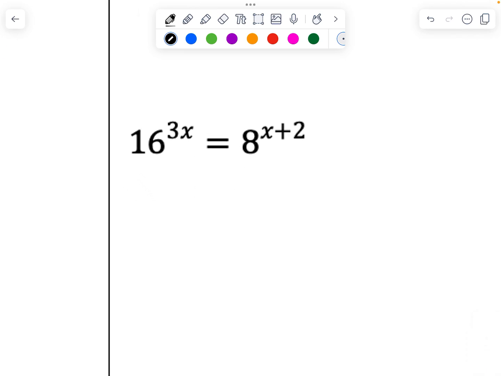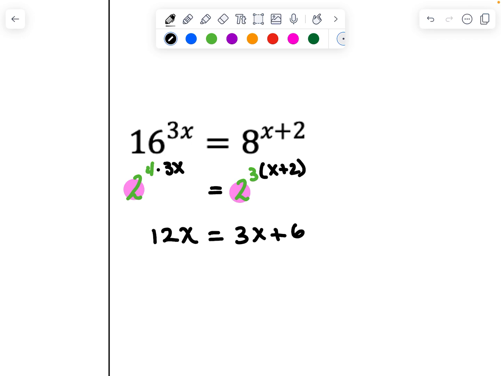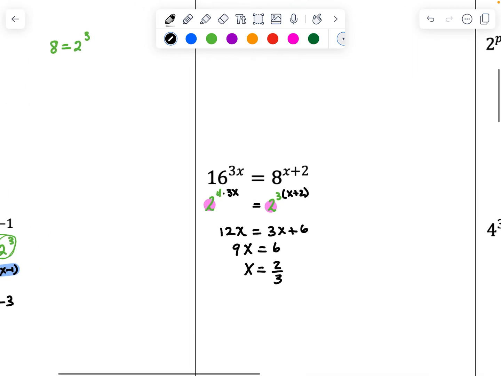Okay. 16 is a base 2 number. 16 is 2 to the fourth power. And then we still have our 3x. And 8 is 2 to the third power. And we still have our x plus 2. And now that our base numbers are the same, we're going to have 12x equals 3x plus 6, 9x equals 6, x equals 2/3. Yep, and that is it.